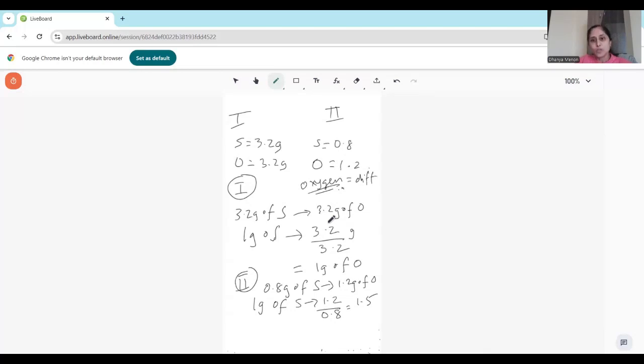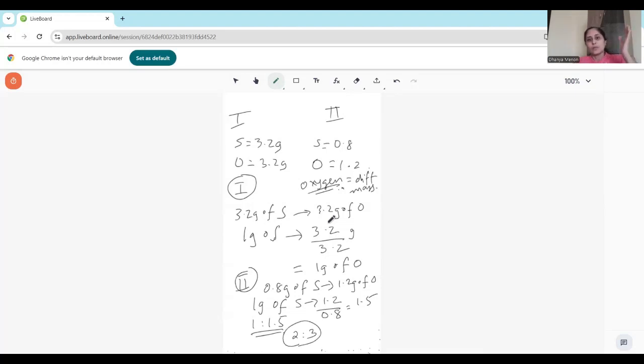So the different masses of oxygen that react with the fixed mass of sulfur bear a simple whole number ratio. So what are the two masses of oxygen? 1 is to 1.5. We cannot keep it as a decimal, so we have to write it as 2 is to 3.